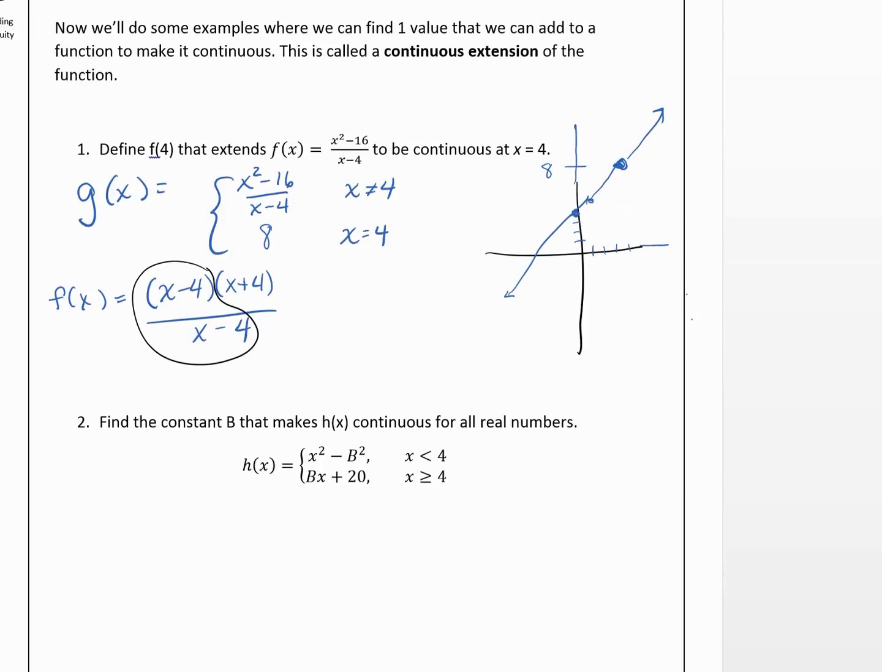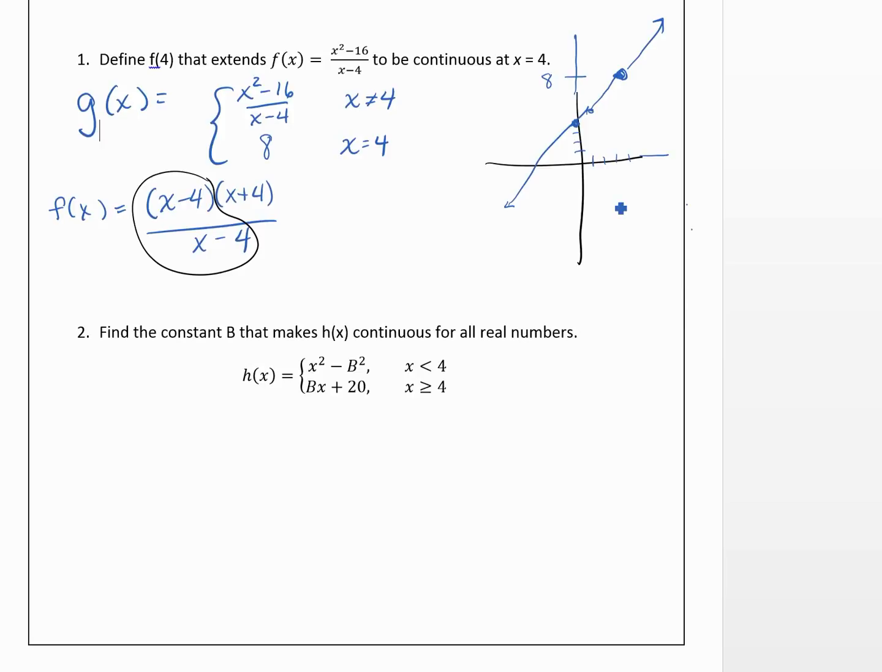Okay, we're going to look at one more example here. It says find the constant b that makes h of x continuous for all real numbers. Okay, so for values less than 4, it's going to be x squared minus b squared. So we're going to plug a number in there. That'll be a polynomial. It'll be continuous everywhere. And then for bigger than or equal to 4, we're going to have bx plus 20, and b will be some number, so that'll be a polynomial. It'll be continuous. So what we have to worry about here is where it's changing. We have to worry about what's happening at 4.